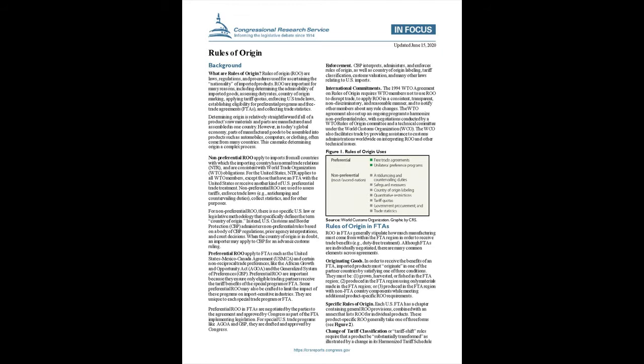Change of tariff classification or tariff shift rules require that a product be substantially transformed as illustrated by a change in its harmonized tariff schedule.